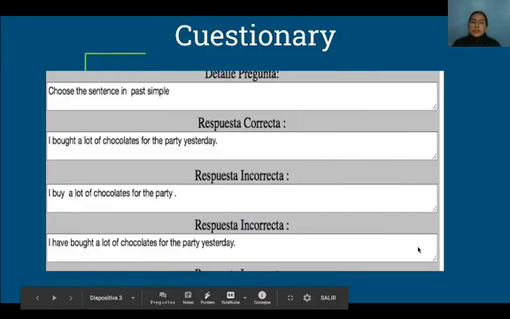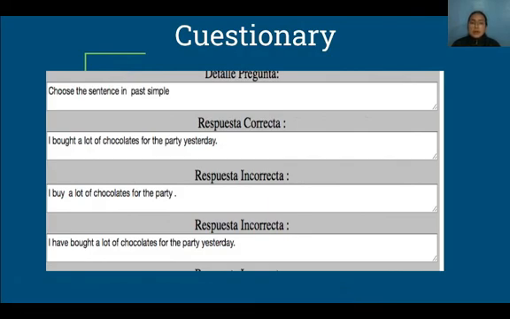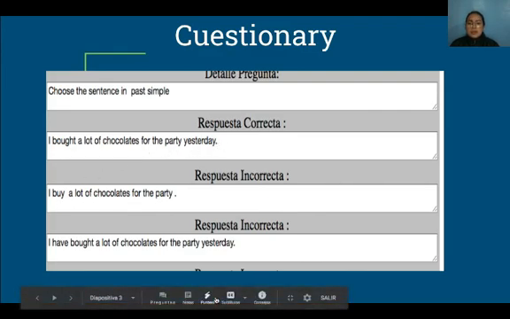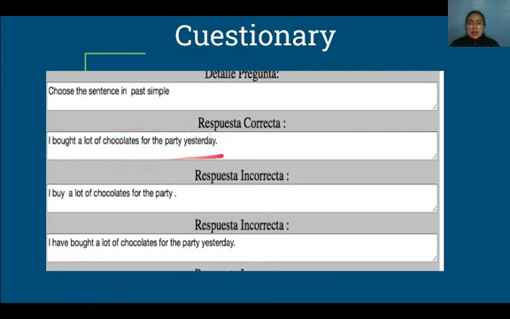My dear student, for today we are going to do your questionnaire, okay? Please open your notebook and write your questionnaire. Question number 1. Choose the sentence in past simple. The options are: I bought a lot of chocolates for the party yesterday. I buy a lot of chocolates for the party. I have bought a lot of chocolates for the party yesterday. The number one is the answer.